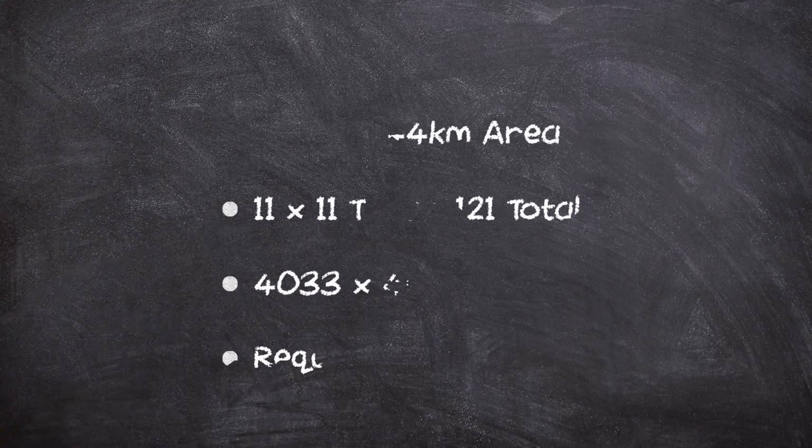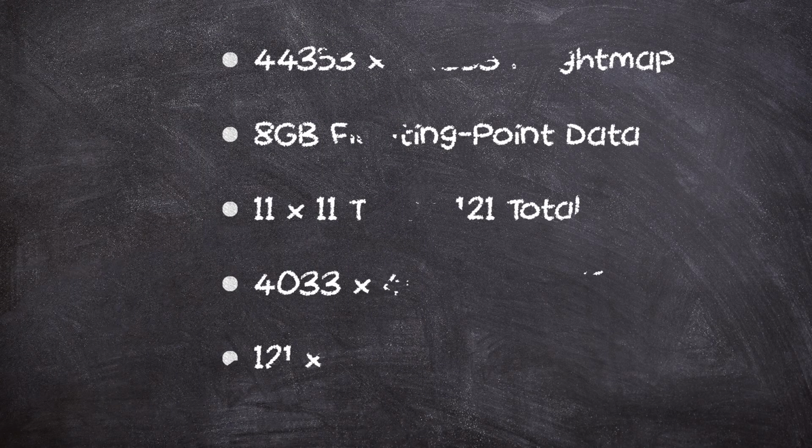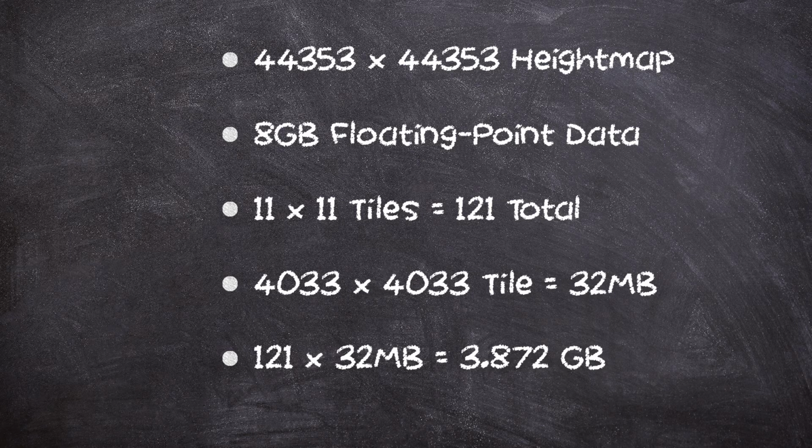A 44 kilometer by 44 kilometer world, which is 2,000 square kilometers, is the largest size that I can currently create with TerreSculptor, and the largest that I can load into the 128 gigs of memory in my computer. This is a world composition setup such as 11 by 11 tiles of 4033 by 4033 height maps. This is a height map size of 44,353 by 44,353, which totals about 8 gigs in floating point size in the TerreSculptor editor. As raw 16-bit height map files, this is 121 tiles, or 3.872 gigs of file size.